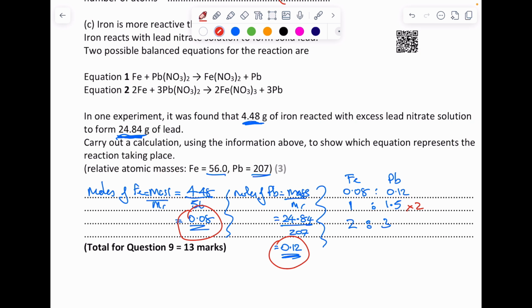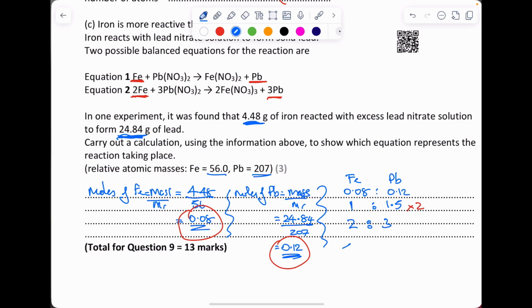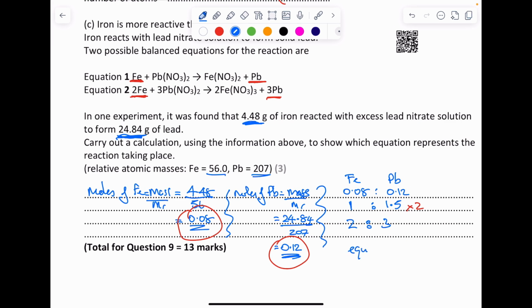So if I now go up to my two equations, in this equation the ratio of iron to lead is 1 to 1, so it's not that one. In this equation the ratio is 2 to 3, so that one is the right answer. So I would then just say at the end the answer is going to be equation 2. Okay, marks wise, you're going to get a mark for doing this final step here, a mark for working that, and a mark for doing that to get your answer.